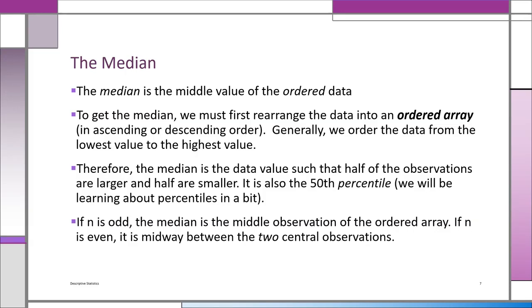Now what do you do? After you order the data, and again, order the data, if n is odd, the median is the middle value. So if n is an odd number, like 7, 9, 11, the median is the middle value. If n is even, you have two middle values, so you average them, and the average of those two becomes the median.